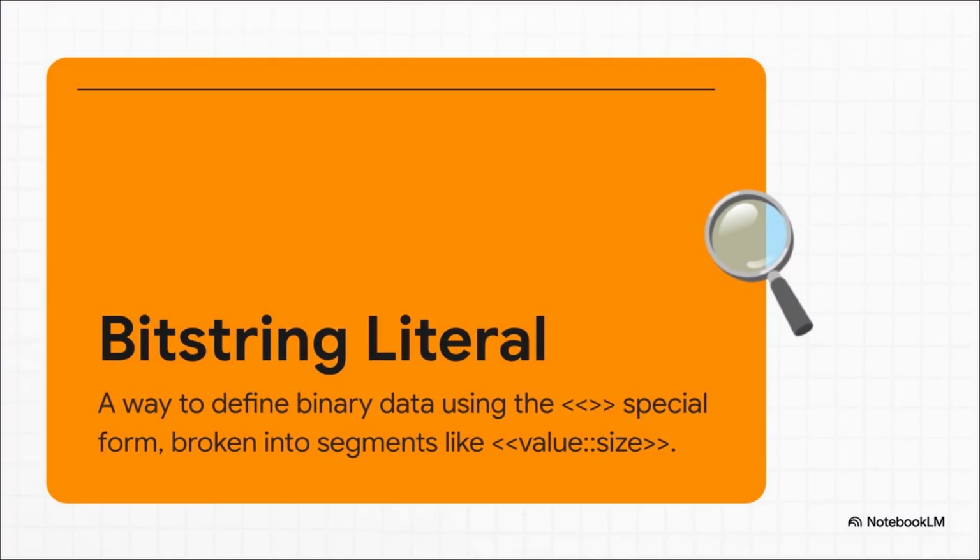Okay, tool number one is the bitstring literal. You'll see it with these double angle brackets. Seriously, just think of this as your color palette. It's Elixir's super elegant way of building binary data piece by piece, letting you say exactly what value goes in and exactly how many bits it should take up.